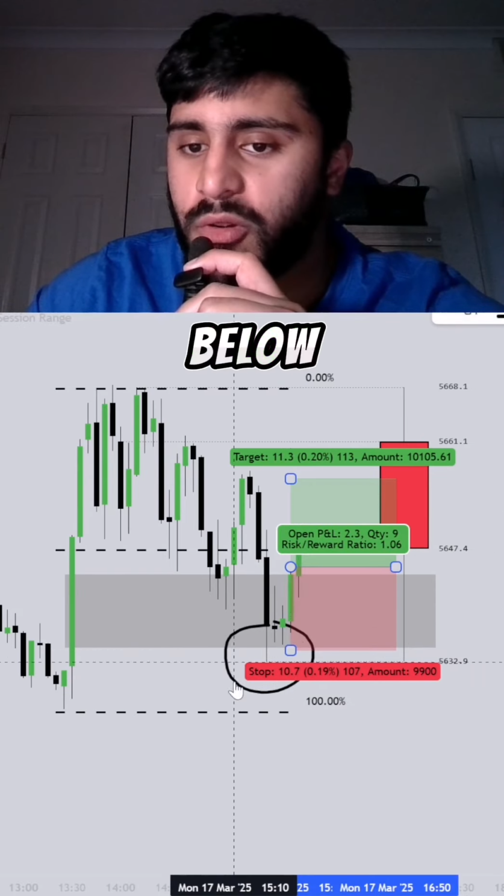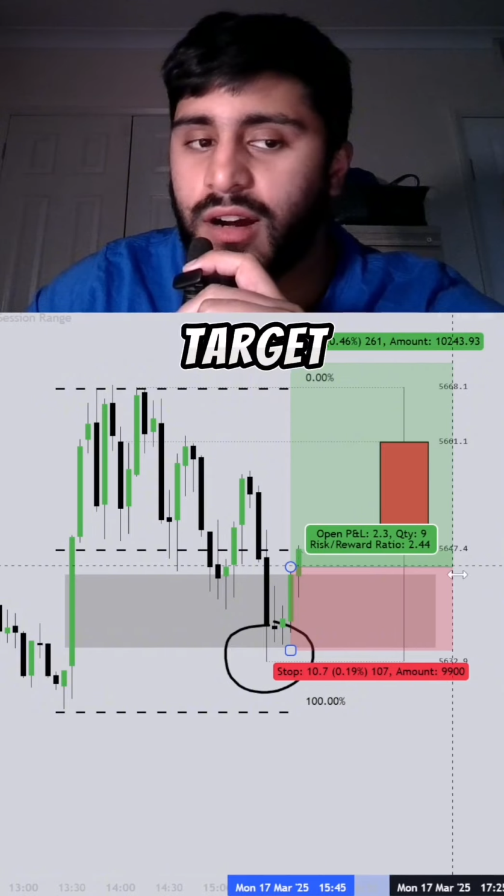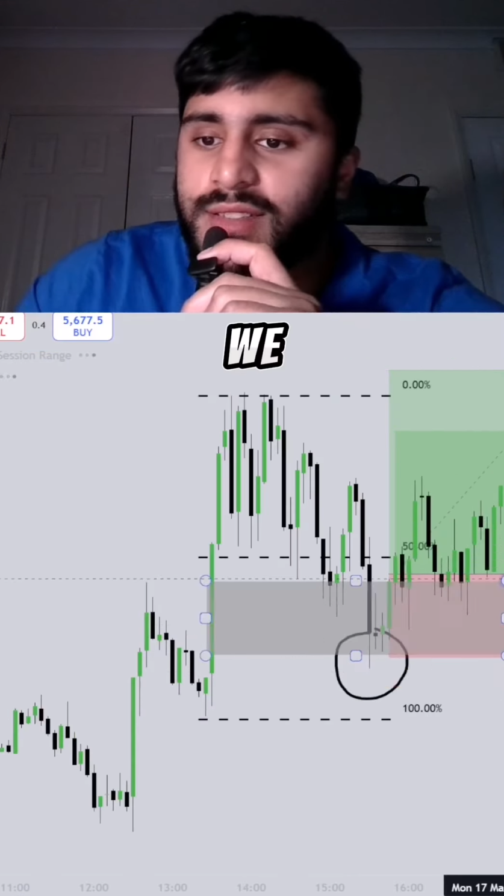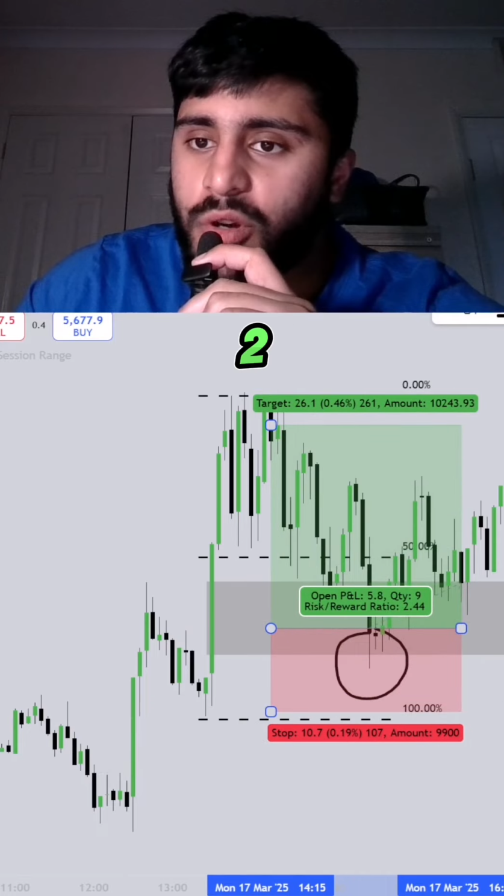So we can place a stop loss below the order block and we're simply looking to target the high of day over here. So if we just allow this trade to play out, we can see our overall target being hit with a 1 to 2 or 1 to 3 risk reward, right?